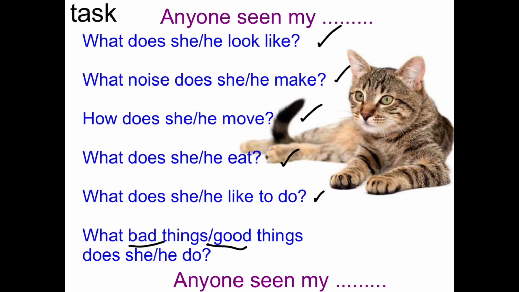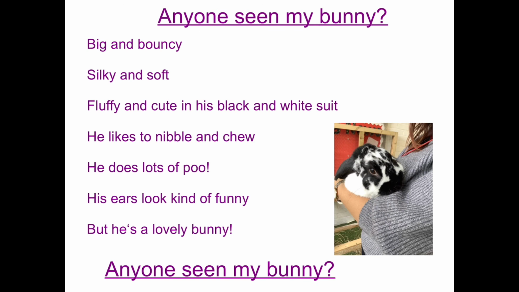So I had a go thinking about Oreo and what we could say about Oreo. So it's Anyone seen my bunny? Big and bouncy, silky and soft, fluffy and cute in his black and white suit. He likes to nibble and chew. He does lots of poo. His ears look kind of funny, but he's a lovely bunny. Anyone seen my bunny? So you could use some of those ideas, and you can add some of your own.